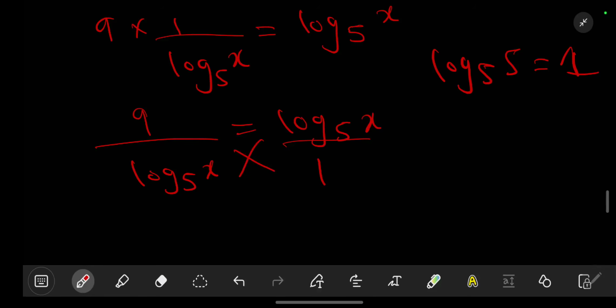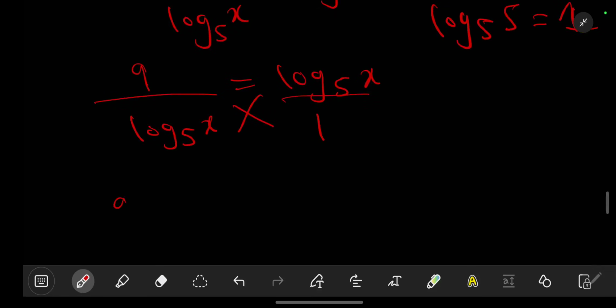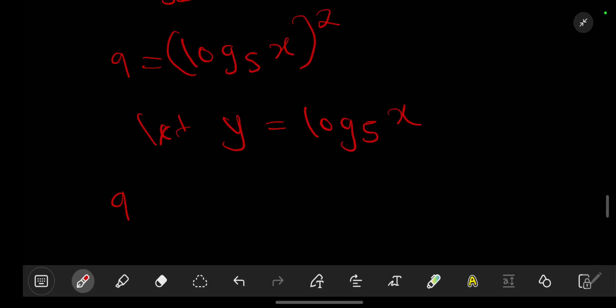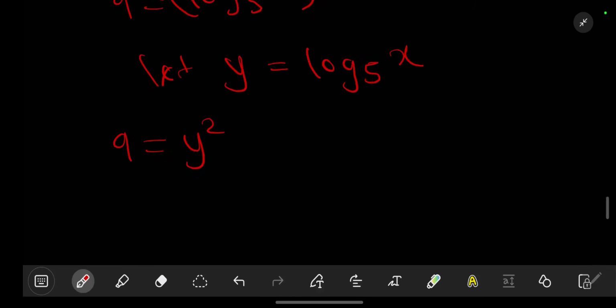Then from here, all we have to do is multiply. 9 times 1 is 9, should be equal to, so we are multiplying this times this, it will be the log of x base 5, this times this, it will be squared like that. So what we are going to have is 9 is equal to, so we are going to let y be equal to this value, which is the log of x base 5, so 9 is equal to y squared.